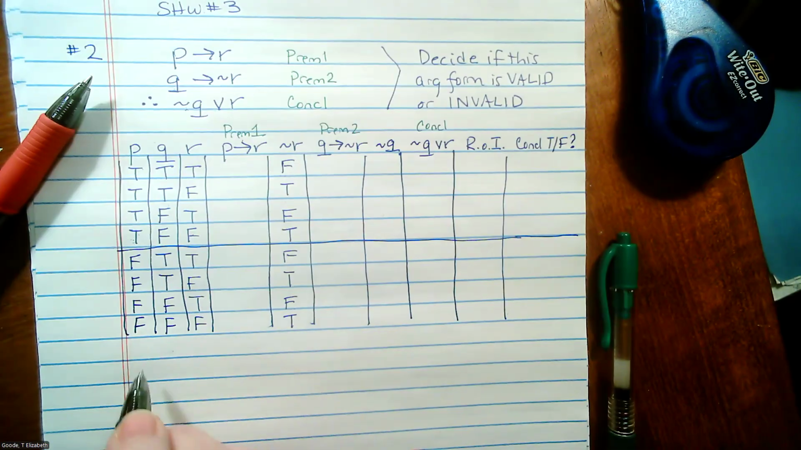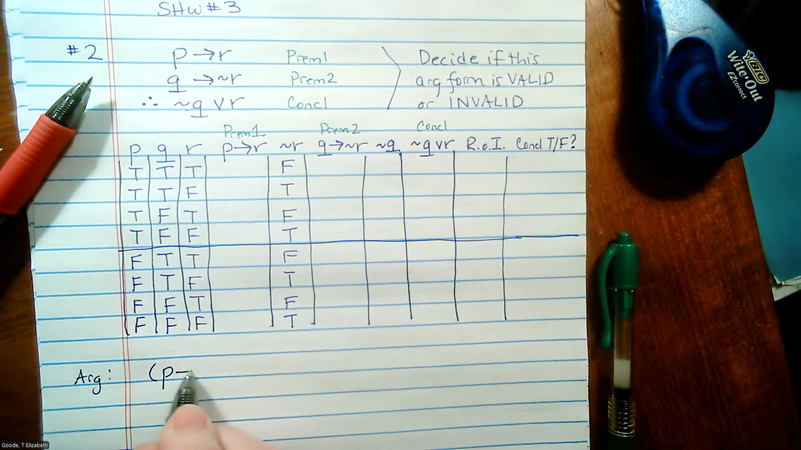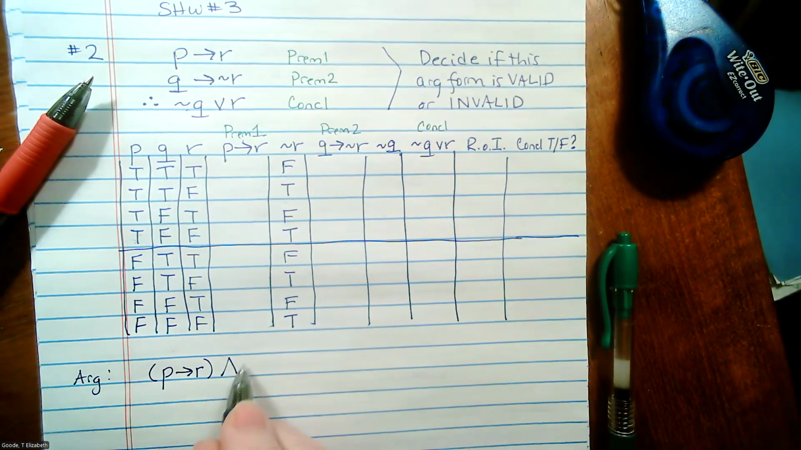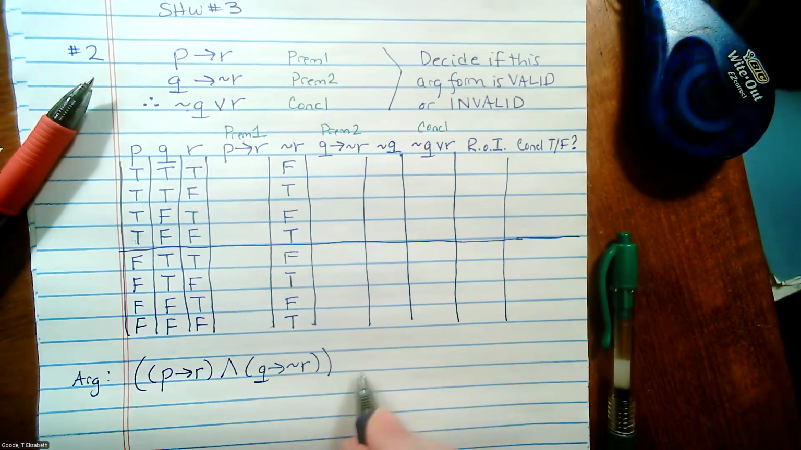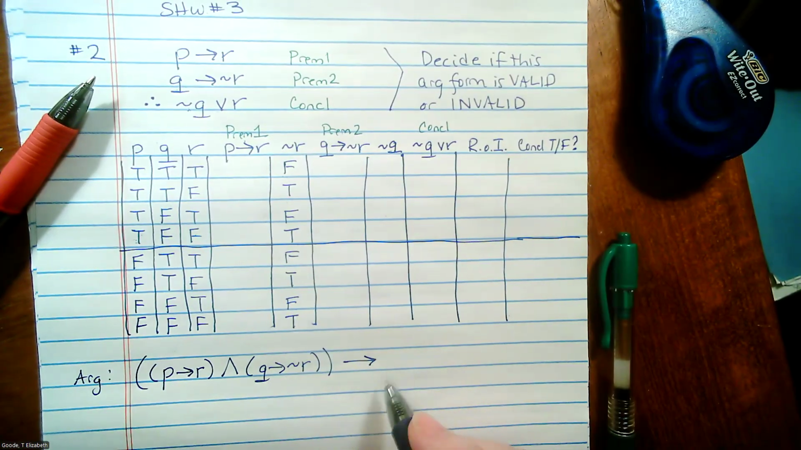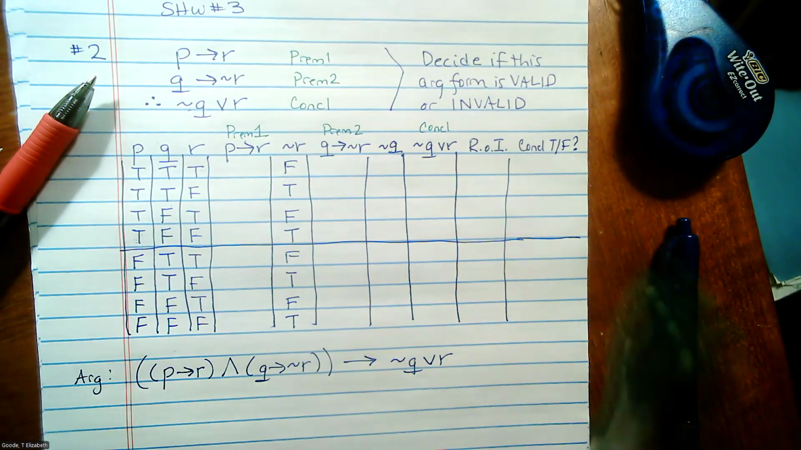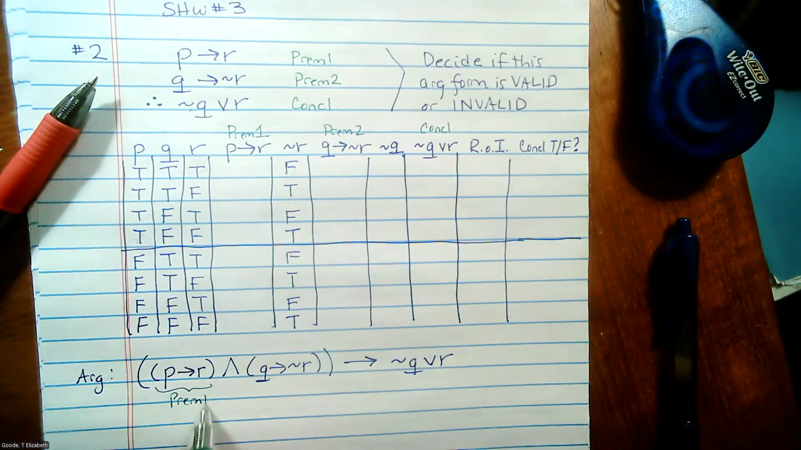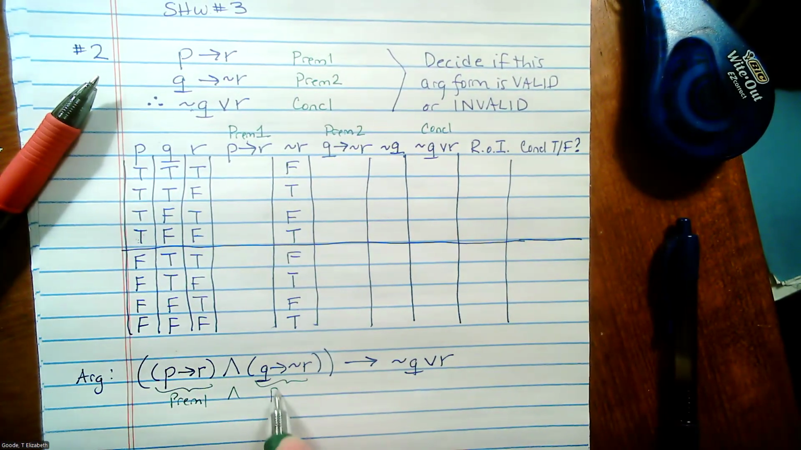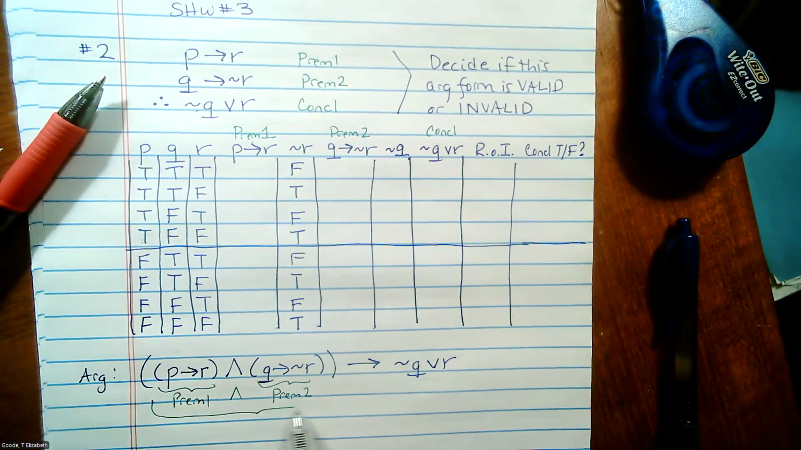Because remember, in argument form, this argument really looks like this. It says, if P implies R and Q implies not R, so we AND those premises together, if those together imply the conclusion, which is not Q or R. See, we're really evaluating that if-then. This is our premise 1 ANDed with our premise 2. That's why we only check when this hypothesis of the argument is actually true.